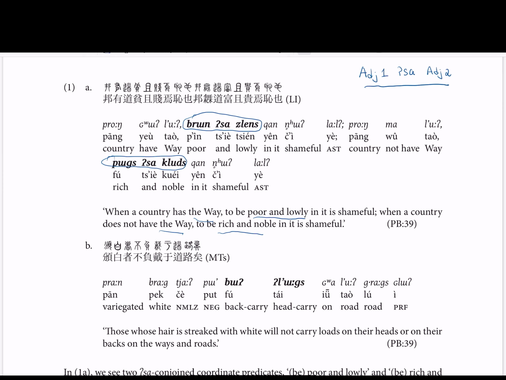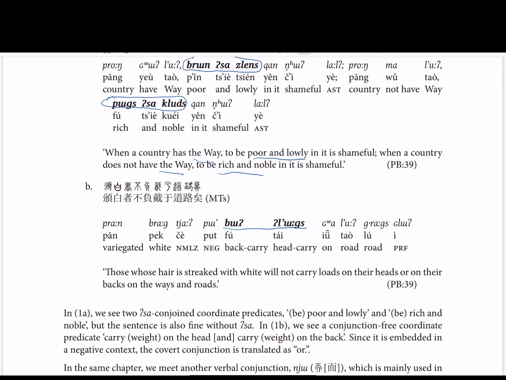The English translation of the sentence is, those whose hair is streaked with white, so that means the elderly, will not carry loads on their heads or on their backs, on the ways and the roads. So there are actually two coordinate phrases here, and the one we want to focus on is the one in boldface, bu dux, which means back carry and or head carry. And since this coordinate phrase with a covert conjunction is embedded in a negative context, the covert conjunction is translated as or. So that's the basic usage of the adjectival coordinator, sa.